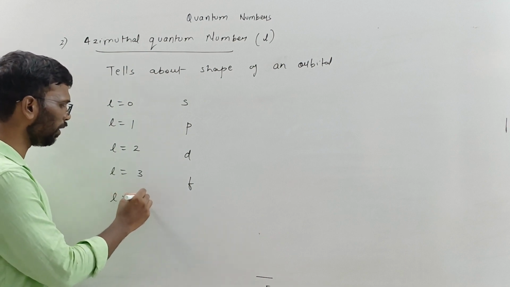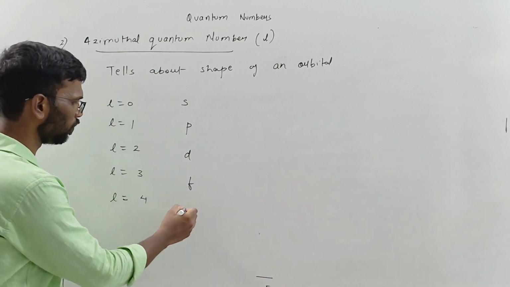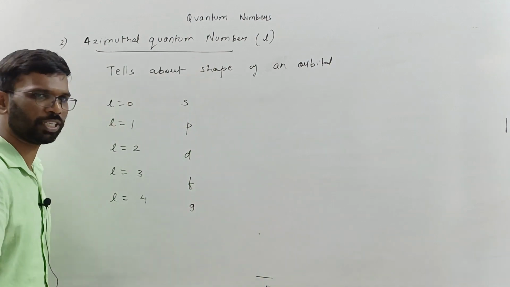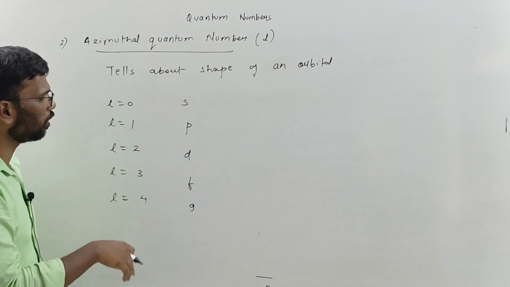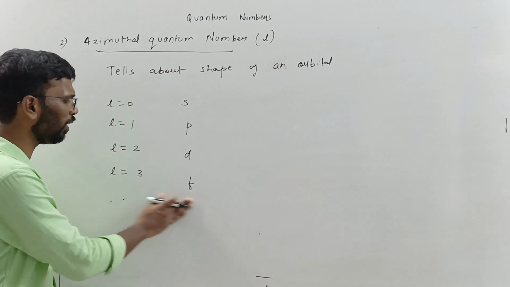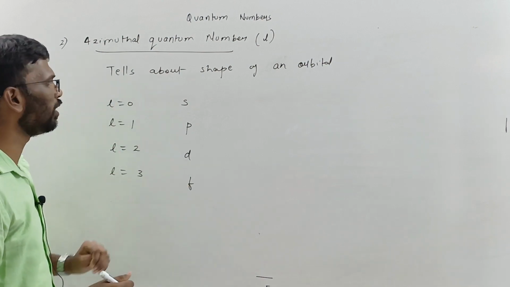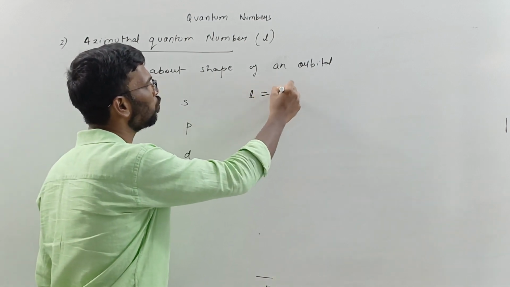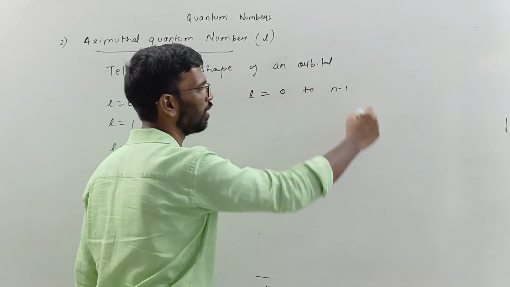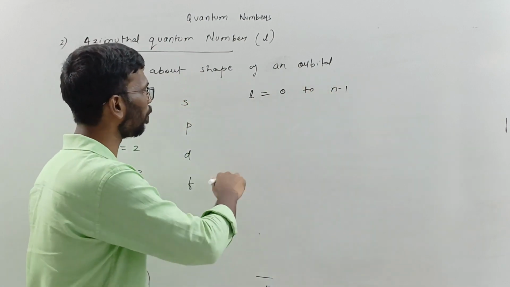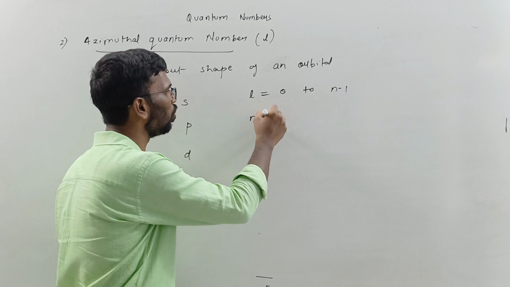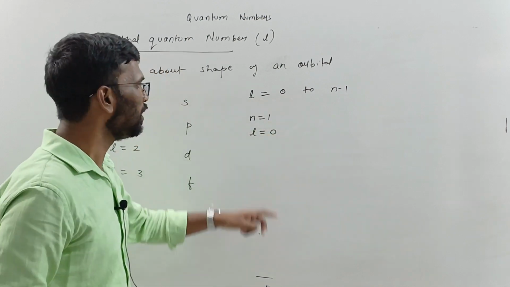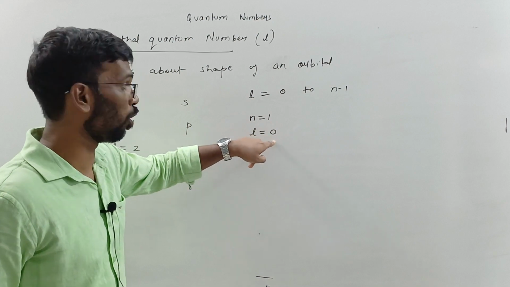Then l is equal to 4 comes after f, and whatever letters follow: g, then h, i, j, k, l, m, this way. So this is how the orbitals are defined. We require only up to the f orbital, so l is equal to 3. What values can it take? l takes values from 0 to n minus 1. Keep this in mind. For n is equal to 1, what would be the l value? This is 0. It means in the first shell there is just an s orbital.